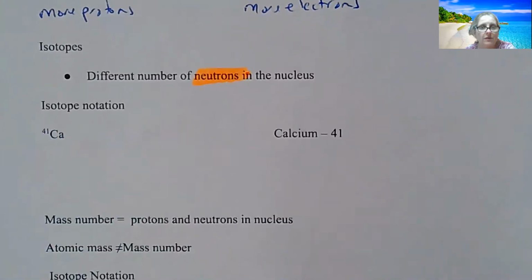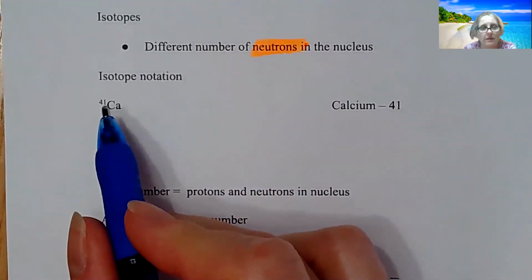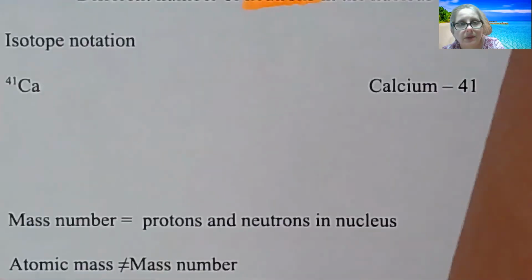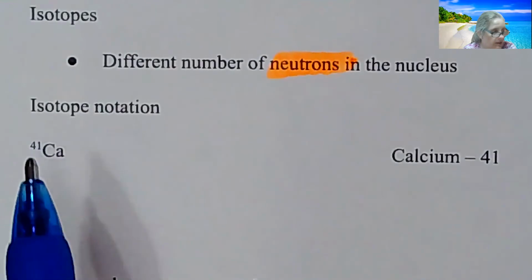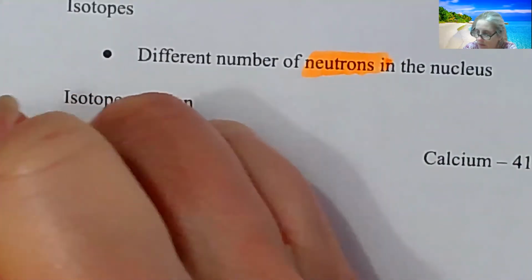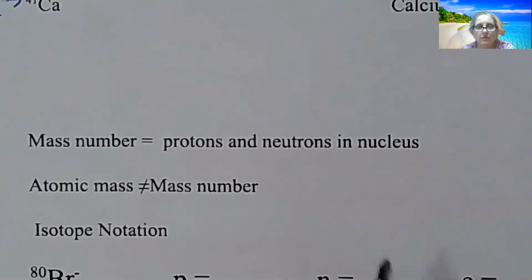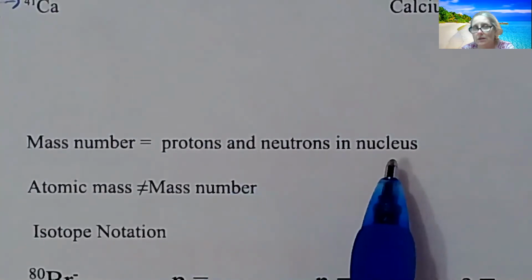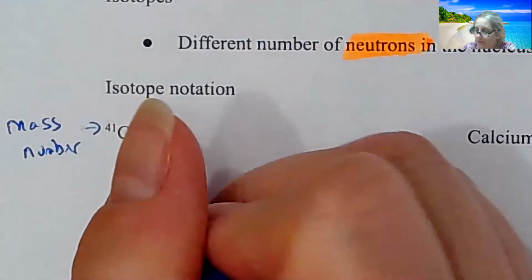So I'm going to focus first on the one on the left here. So 41 is on top of calcium here. I'll make this a little bigger. So 41 is what we call the mass number. So write down mass number. Okay, and mass number for a chemist is the number of protons and the number of neutrons in the nucleus. Okay, so that's going to give us some vital information.